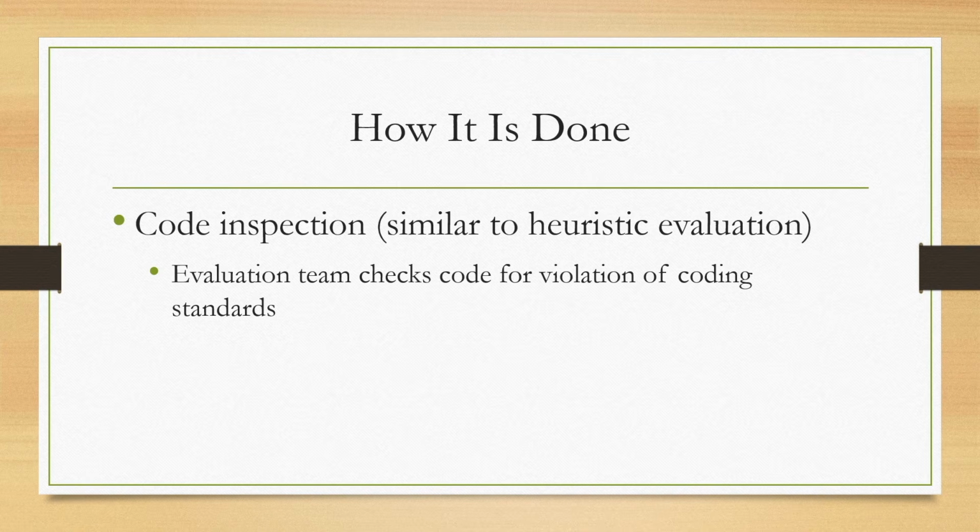So, here in the code inspection method, there will be an evaluation team just like heuristic evaluation for prototypes. Team members will check the code for violation of coding standards. So, we have a checklist of standards to be followed while writing code, and the team members go through the code and see if there are any violations.